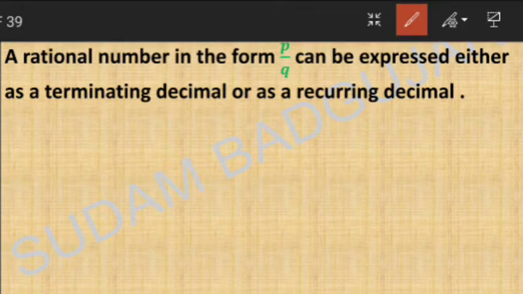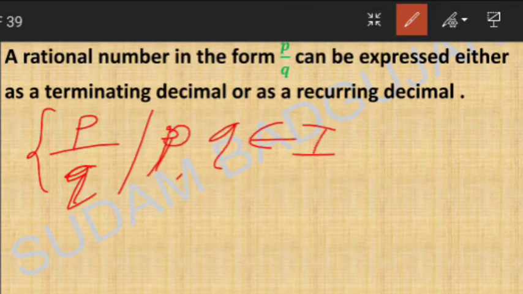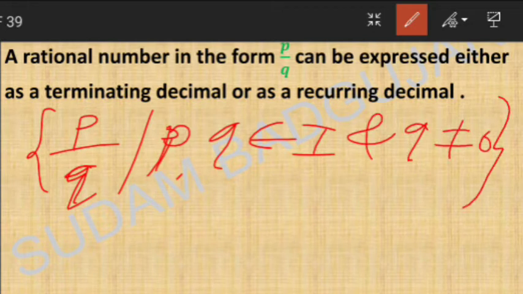The set of rational numbers is a collection of numbers in the form of P upon Q such that P and Q are integers and Q is not equal to 0. The ratio of two integers is nothing but a rational number. For example, 1 by 2 is equal to 0.5, and it is a terminating decimal, right?